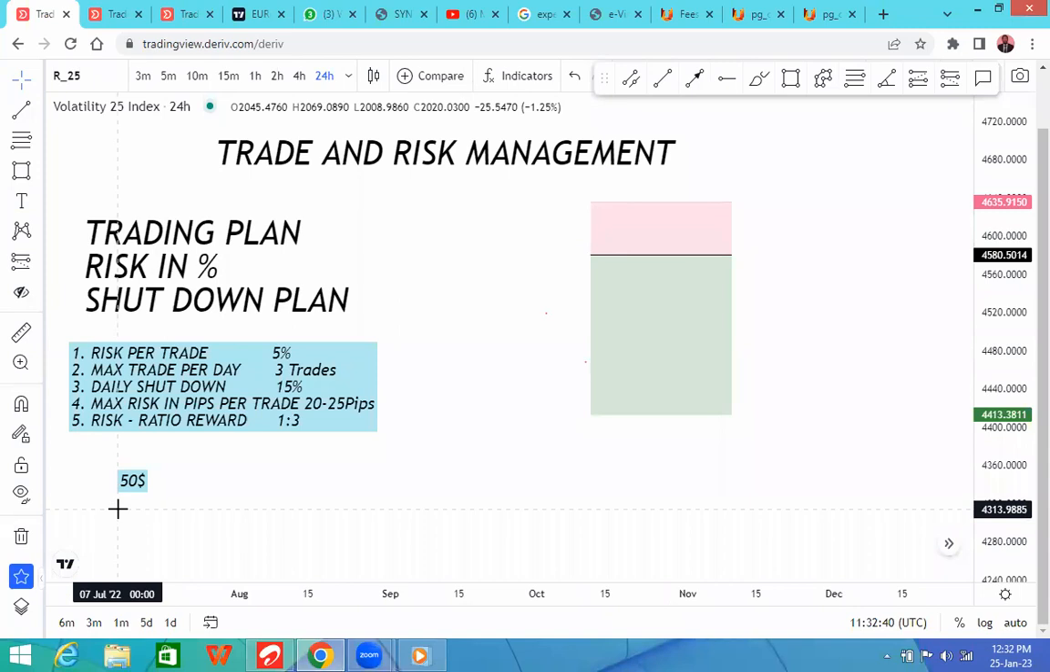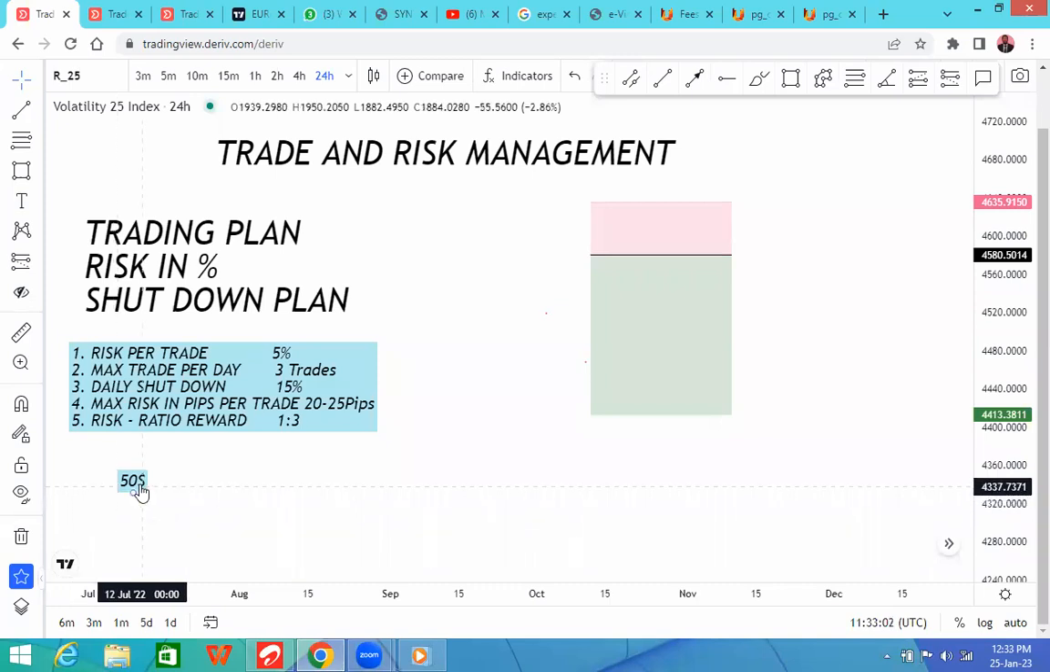This time you need to pull out your calculator. Let's begin to do some calculations. So I want to risk, let's say I'm risking 3% of this account. That's 3% of $50. That's about $1.5 per trade. So I'm risking $1.5 per trade.